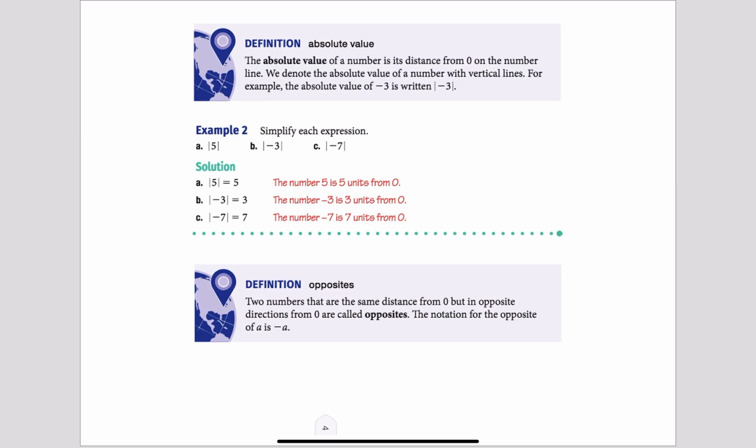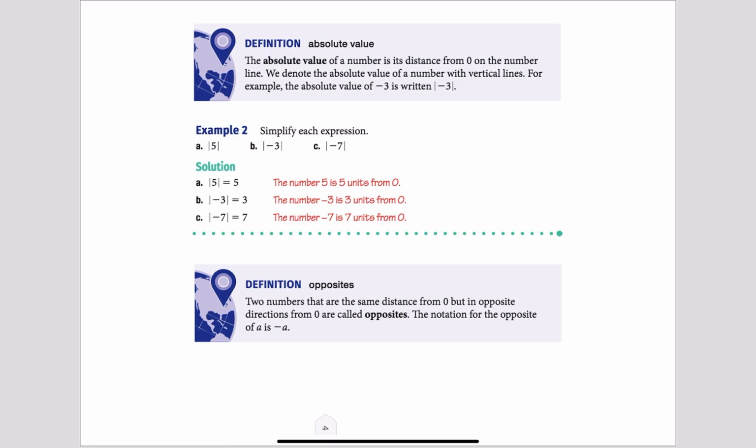Now let's talk about absolute value. The absolute value of a number is going to be the distance from 0 to that number on the number line. So, in other words, a good example of this might be to think about a city block.